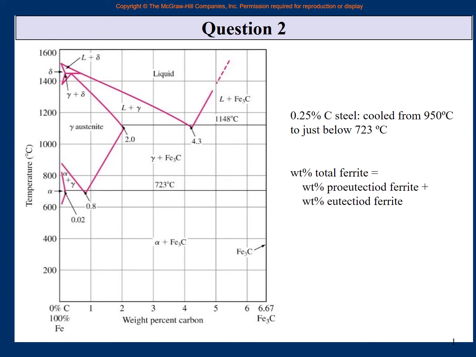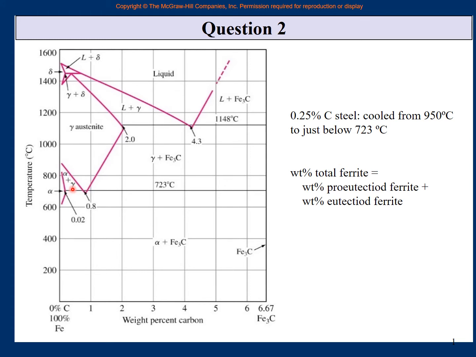Eutectoid alpha, eutectoid beta. So the total alpha, or total ferrite, call it whatever, is pro-eutectoid ferrite plus eutectoid ferrite, isn't it? So what is your technique? Because W naught is somewhere here, and you know it is 0.25. So you draw a vertical line.